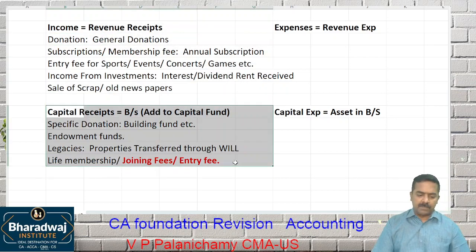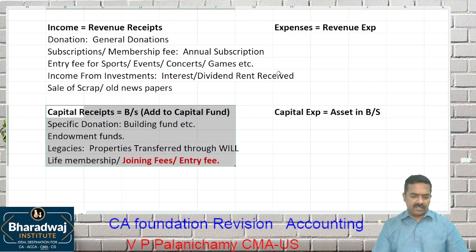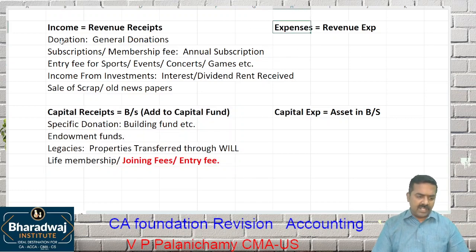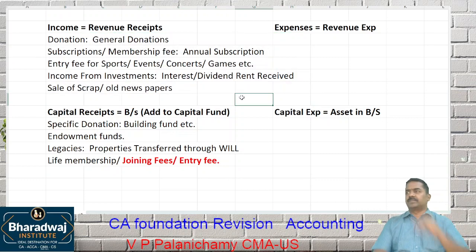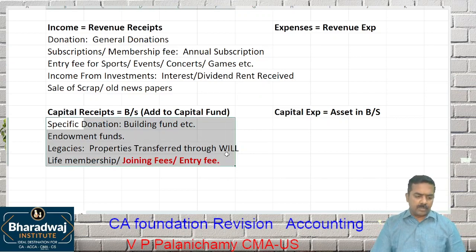If it is a capital receipt, take it to which one? Balance sheet. Then, any doubt in it? Clear? So if they give you specific donation, endowment funds, legacies, life membership fees, etc., it will be taken as which one? Capital receipt, added to capital fund.